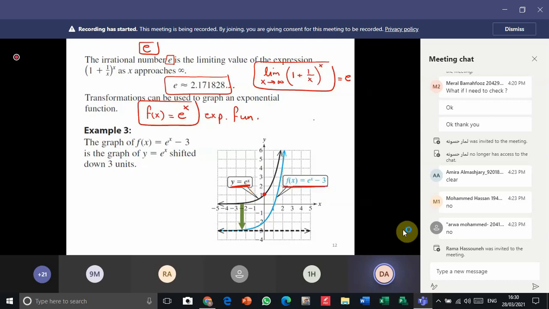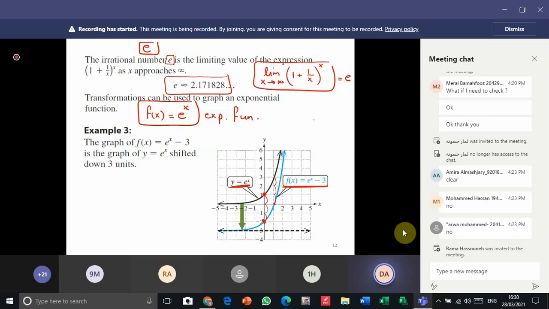But if we have e to the power x minus 3, we have shifting down by 3 units. So we have 1, 2, 3. So we have shifting down. The whole graph shifts down 3 units.